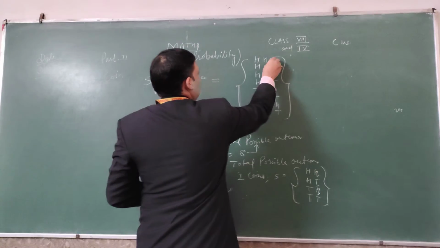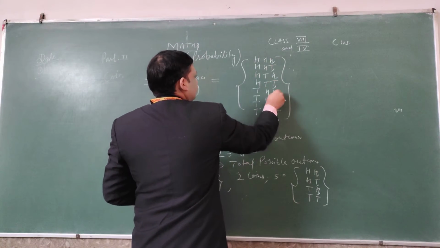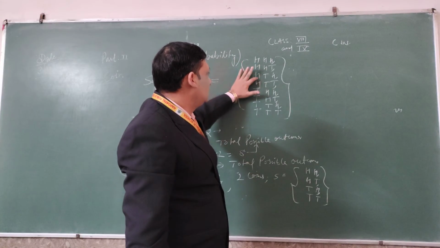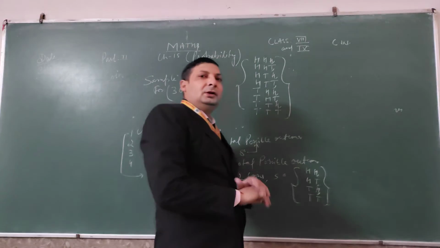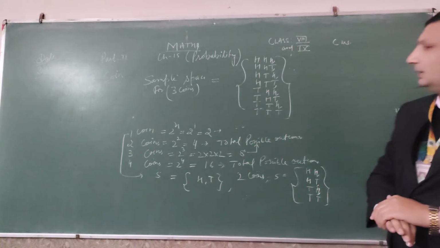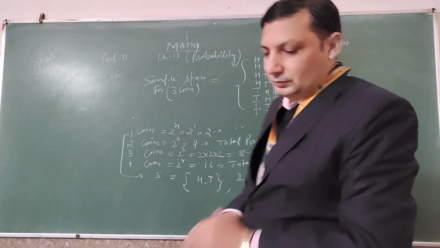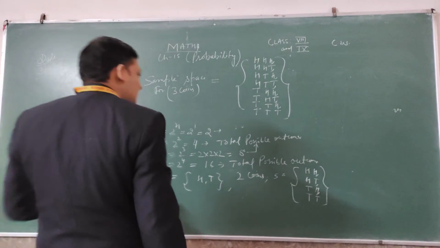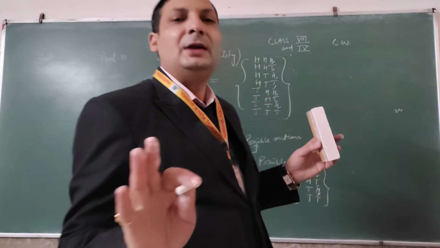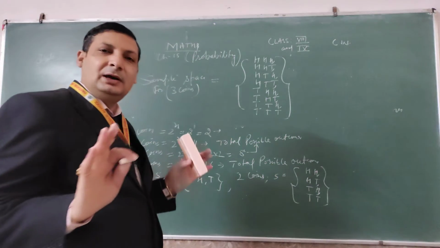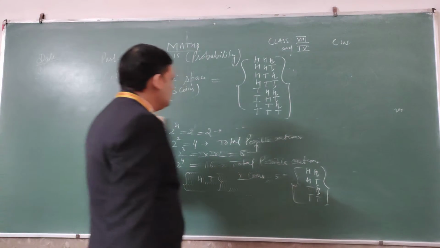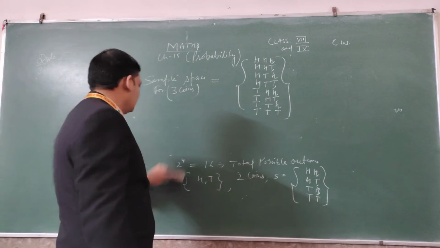So see, we will use commas here. See, count the total outcomes. 1, 2, 3, 4, 5, 6, 7, 8. And no outcome will repeat here. Now, it was the simple method to understand and to write the sample space when different coins are given, for any class, not only for class 8 or 9. This method you can use in higher classes also. Now, let us solve some questions on this topic.